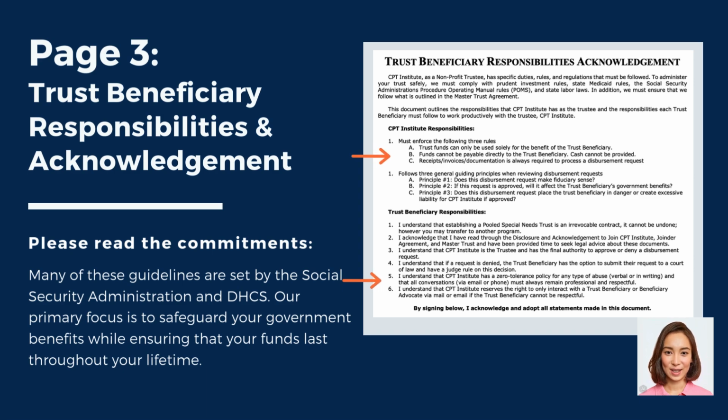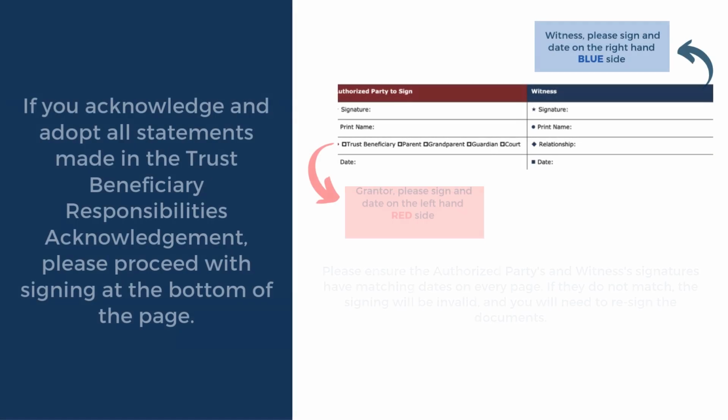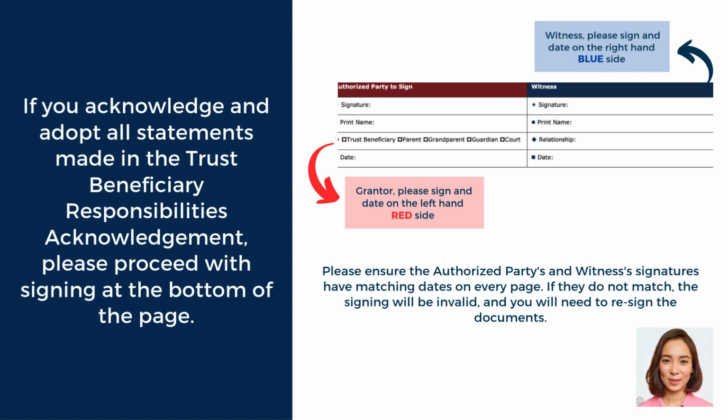There is a zero-tolerance policy for any type of abuse, verbal or in writing. Please take a moment to watch our 343 Guiding Principles video. You may download the 343 packet on our website at www.cptinstitute.org. If you acknowledge and adopt all statements made in the Trust Beneficiary Responsibilities Acknowledgement, please proceed with signing at the bottom of the page. The grantor must sign and date in the red area, while the witness should sign and date in the blue area.